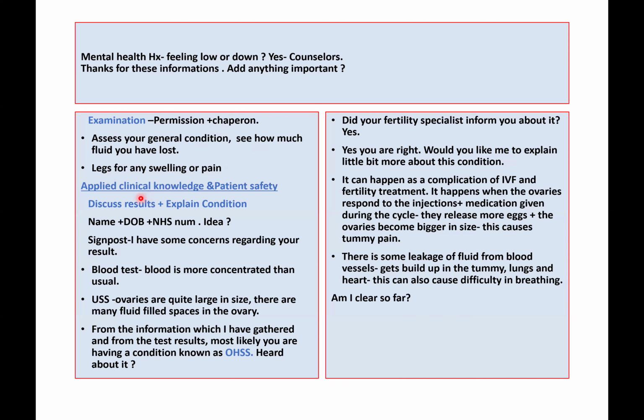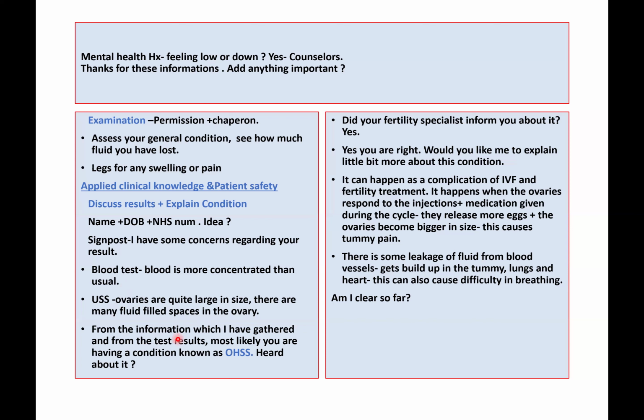Thanks for the examination. I have your test results also, and I have confirmed your name, date of birth, and NHS number. Do you have any idea about the result? I have some concerns regarding your result. Warning shot you have to give in her case. Some concerns. What is the concern? The blood test was done and it is showing that blood is more concentrated than usual because hematocrit is high. Ultrasound scan is showing that ovaries are quite large in size and there are many fluid-filled spaces in the ovary.